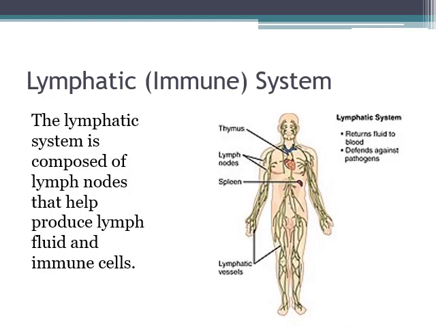You have the lymphatic system. This is otherwise known as the immune system. Its job is basically to produce lymph fluid and immune cells. When your body is attacked by a foreign body, this is the system that recognizes that foreign body and tries to get rid of it or mitigate its damage.